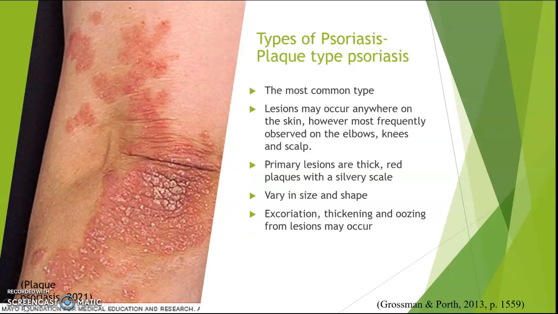Types of psoriasis. The most common type is plaque-type psoriasis. Lesions can occur anywhere on the skin and are most frequently observed on the elbows, knees, and scalp. The primary lesions are thick, red plaques with a silvery scale, which we can visualize in this picture of the patient's elbow. The lesions observed in plaque psoriasis vary in size and shape, and there could be excoriation, thickening, and oozing from the lesions.